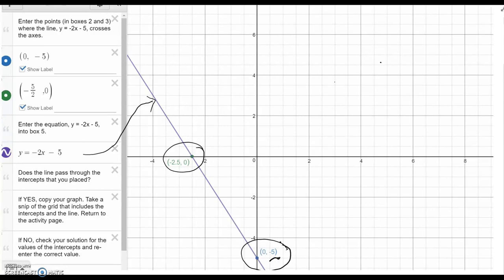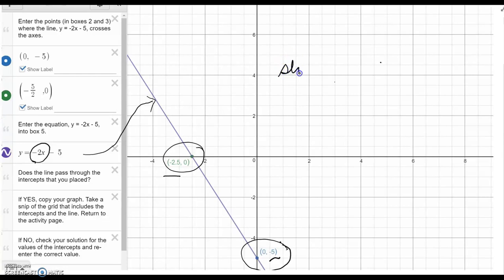The y-intercept is negative 5. The x-intercept is negative 2.5. We see that the linear relation is decreasing as we move from left to right, and we see it in our equation where we see the slope is negative 2.